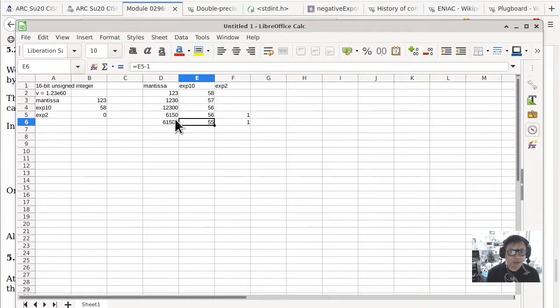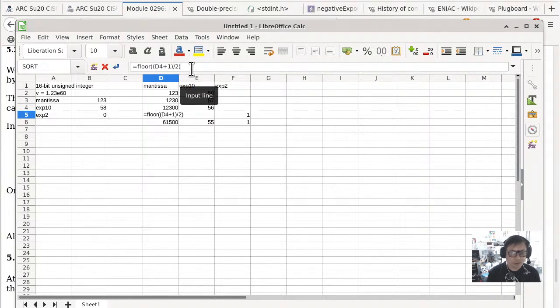The other thing that I did not do, but it would not make any difference in this case, is that when I divide by 2, I'm supposed to do some rounding. The rounding is done by taking the floor of D4, which is the current value of the mantissa, plus 1 first before we divide it by 2. This is also discussed in the notes. This is how we do rounding without needing floating point number calculation. And that's one of the restrictions of both labs: you are not allowed to use floating point number calculations.